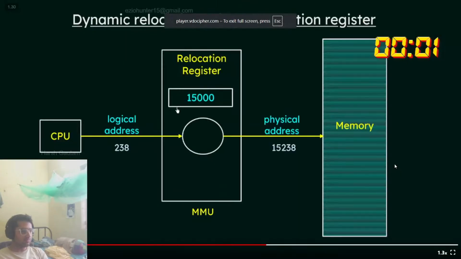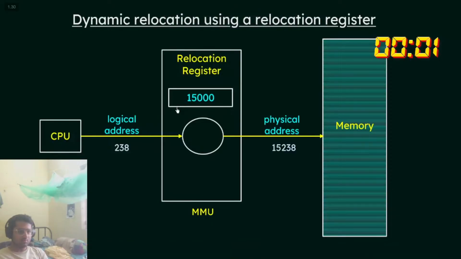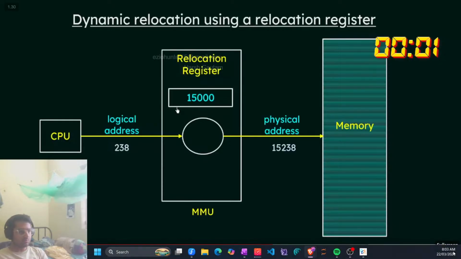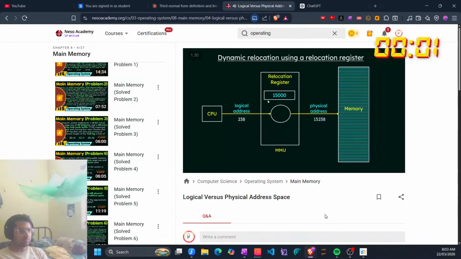When we discussed the basic hardware, we discussed the base register and the limit register. The base register was something that stores the starting address of the address space of a particular process. So this relocation register is something similar to that. It will contain the starting physical address.